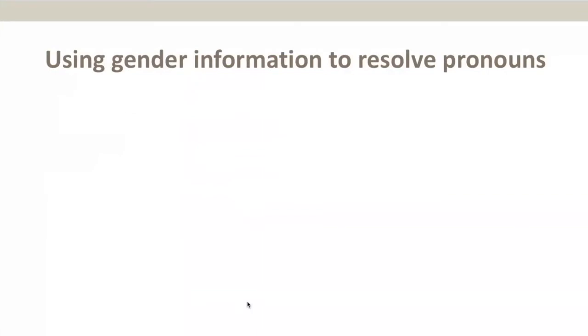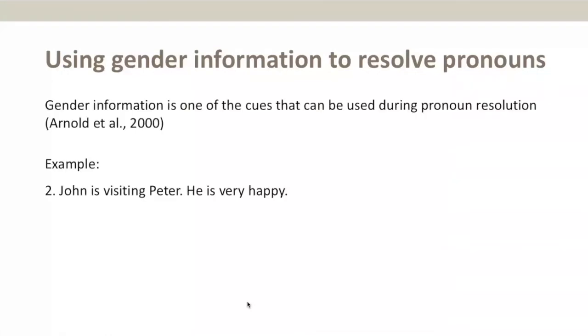And there are many ways that we resolve pronouns. One of the cues that we can use is gender information. For example, John is visiting Peter. He is very happy. Who do you think he refers to in this sentence? It's actually kind of ambiguous, right? Because he can mean John or it can also mean Peter. So this is an example of a sentence with an ambiguous pronoun.